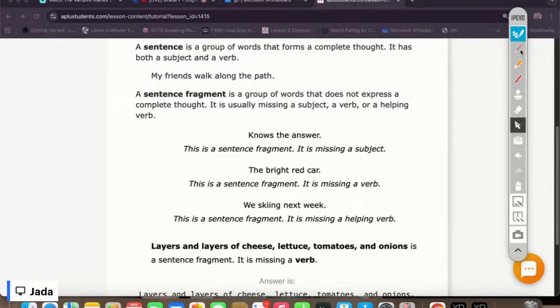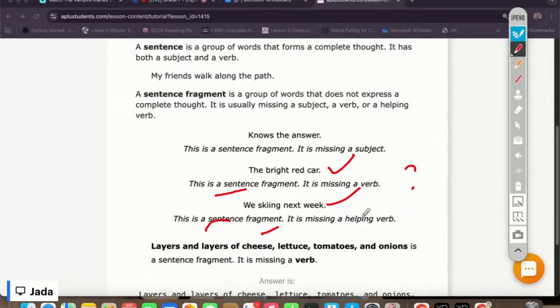Then we have: the bright red car. This is a sentence fragment. It is missing a verb, because what happens to the bright red car, we have no idea. Then: we skiing next week. This is a sentence fragment. It is missing a helping verb, because you can basically just say we are skiing next week.